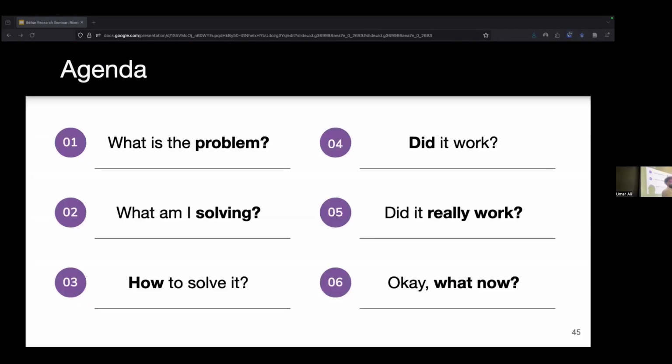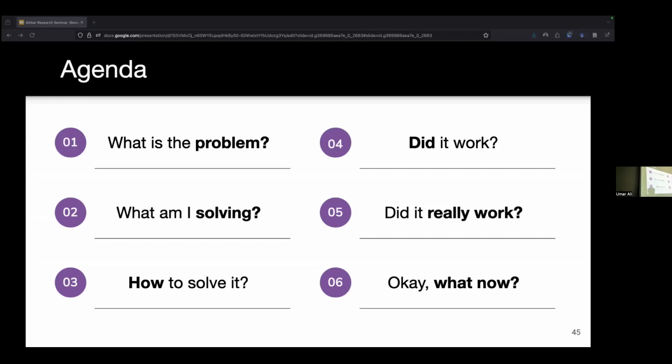Unfortunately, like all dry academics, I start off my presentation with an agenda. I've oriented the whole thing around six really big questions. One, what is the problem the doctors are facing that I'm trying to solve? Two, what is the question that I'm trying to answer? Specifically, scoped down, what is the solution?